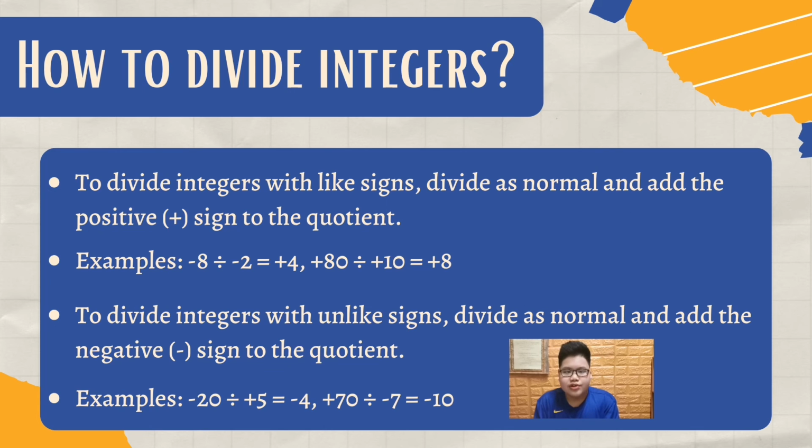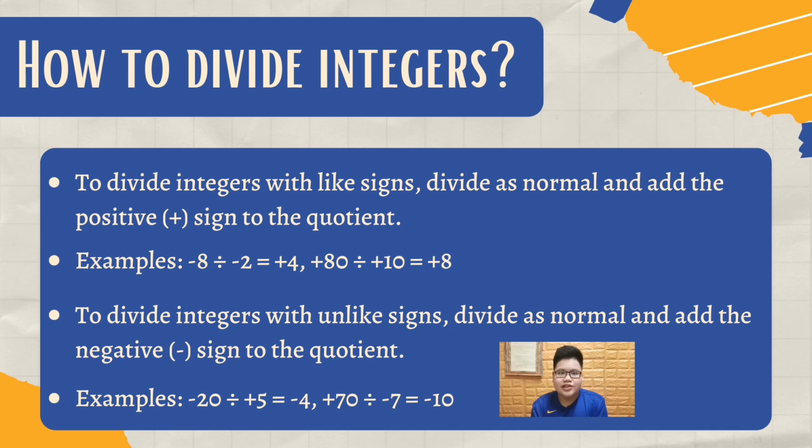To divide integers with unlike signs, divide them normally, and make the quotient sign negative. Examples: -20 divided by +5 equals -4, and +70 divided by -7 equals -10.